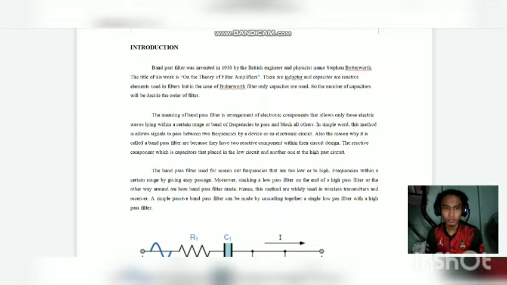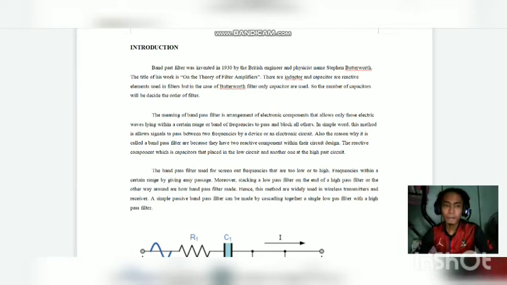Today I'm going to talk about the introduction. The bandpass filter was invented in 1930 by a British engineer and physicist named Stephen Butterworth. He talked about this bandpass filter in his paper On the Theory of Filter Amplifiers. There are actually inductors and capacitors, reactive elements, used in filters, but in the case of the Butterworth filter, only capacitors are used. So basically the number of capacitors decides the order of the filter.